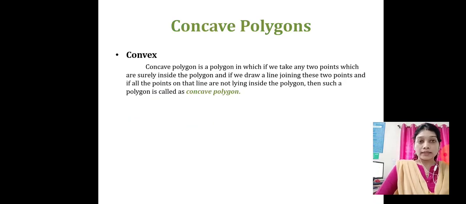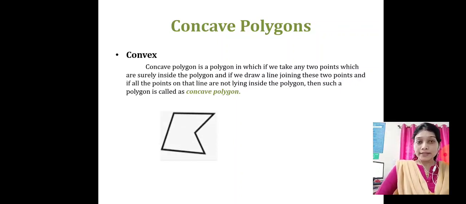The concave polygon, in that, what we have to take? The heading should be concave polygon. By mistake it is not done. So, a concave polygon is a polygon in which if we take any 2 points which are surely inside the polygon, and if we draw the line between those points, then not all the points on that line lie inside the polygon, meaning some points will be outside of that polygon. Such a polygon is called a concave polygon.